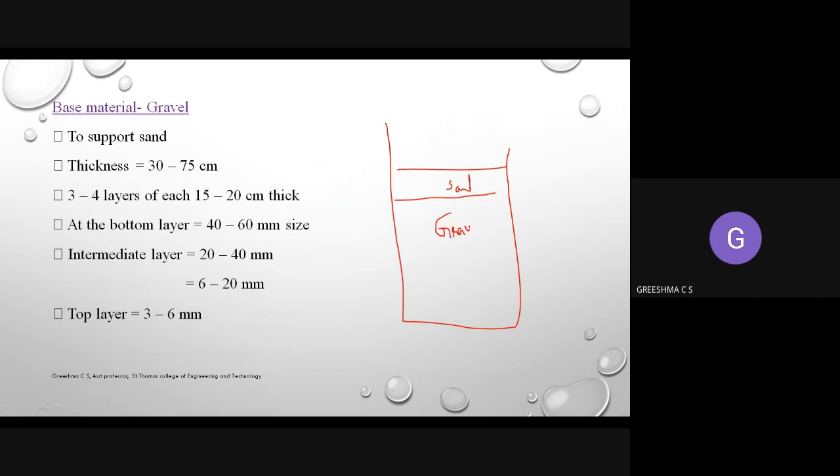This gravel should have a thickness of 30 to 75 centimeter, and it will be laid in 3 to 4 layers of 15 to 20 centimeter thickness. The gravel will be laid in 3 to 4 layers.